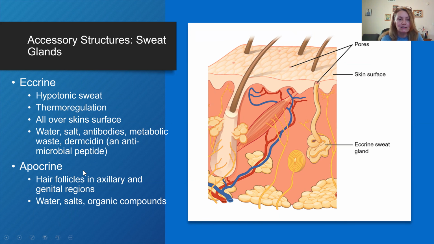Apocrine sweat glands, they are found only in the axillary and genital region, and they are associated with hair follicles. And those are the ones that give you body odor. And this is more concentrated sweat. And this is not for thermoregulation. This is really to give us this kind of specific smell. So as a species, we can recognize each other, right?